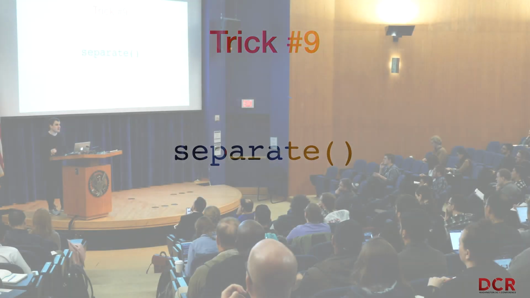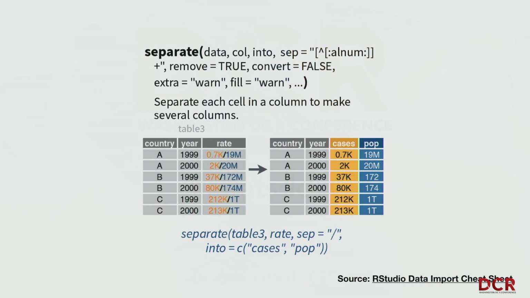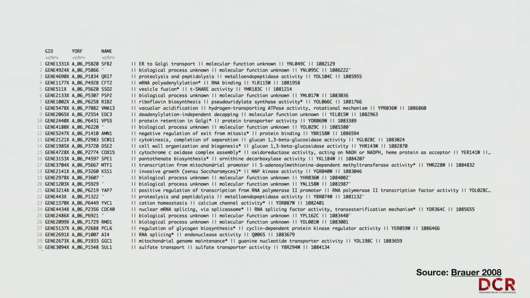Who has used separate from Tidyr? This looks like about half the room. And this is from another one of our studio's cheat sheets. Separate takes a column, something like a ratio, and splits it out based on a regular expression or based on a string. It's hard to appreciate how important this is until you've worked with some data where a lot of stuff is crammed into one column. This was a data set I had to work with during my graduate work, and everything to the right of name is all one column split up by pipes with lots of really interesting information.